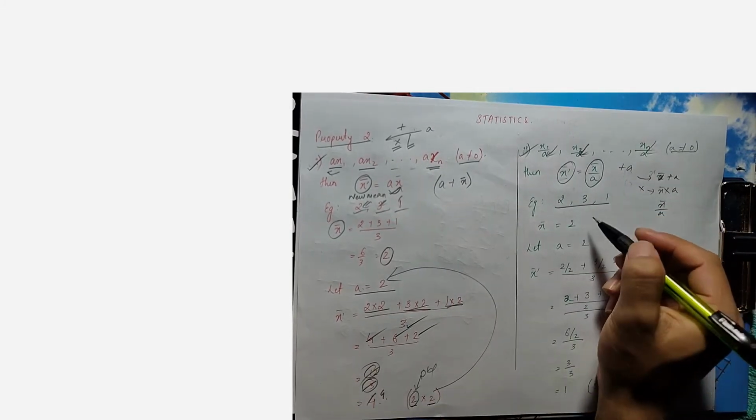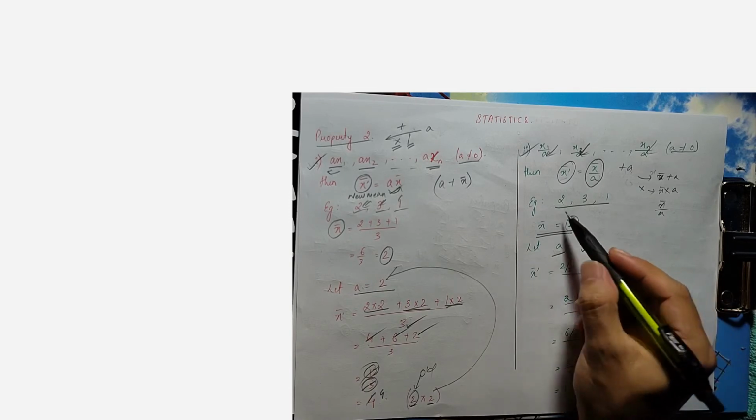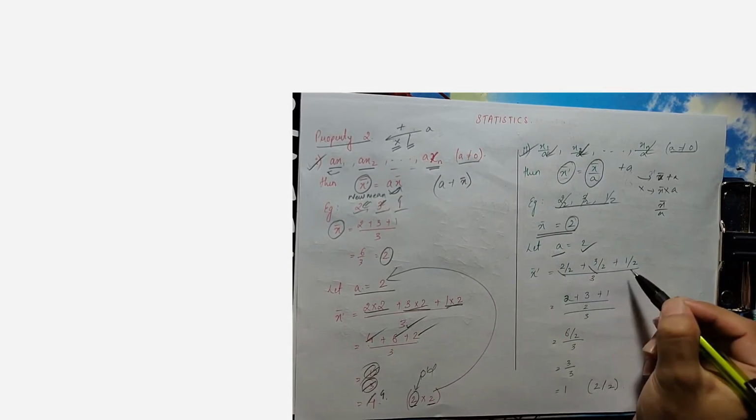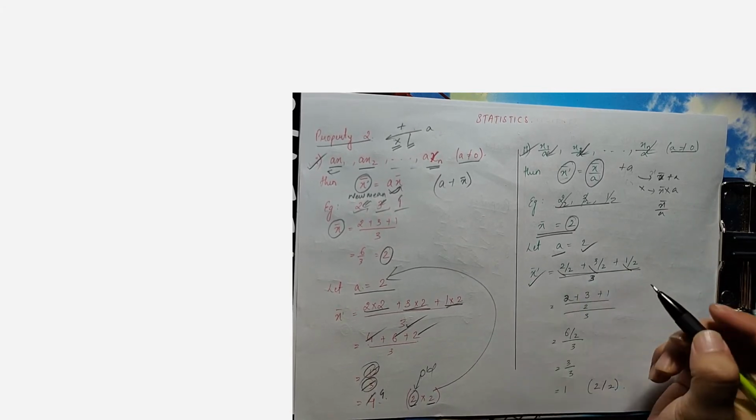Let's take the same example. Now we already know that in this we have mean equal to 2. Let's say that A is again equal to 2. So we'll divide each and every number by 2. So we will get 2 by 2, 3 by 2 and 1 by 2. You add them, divide by 3, that becomes your new mean.